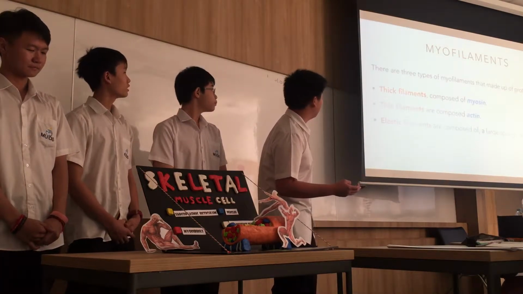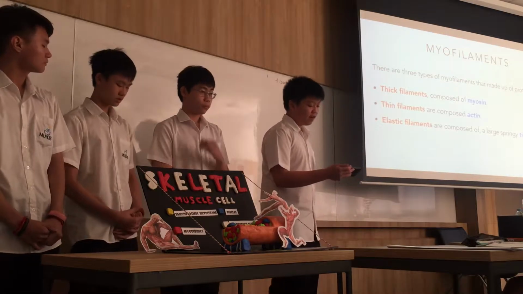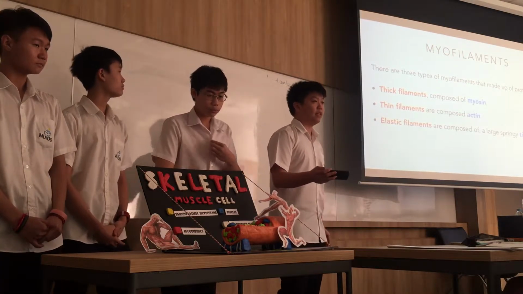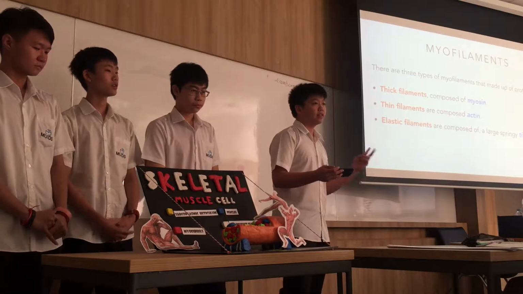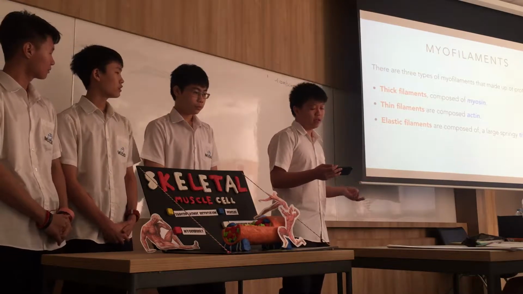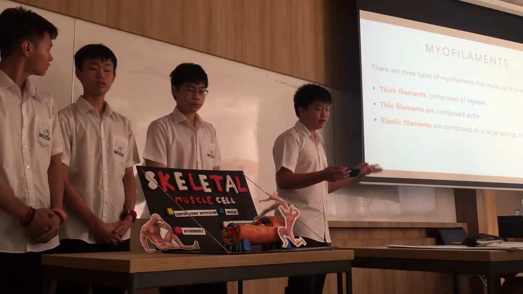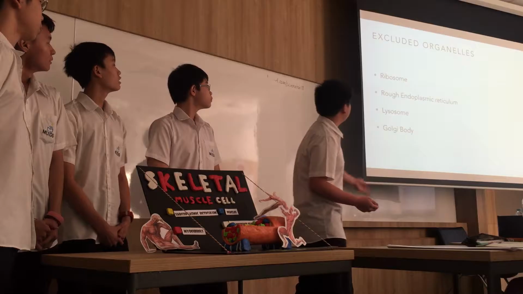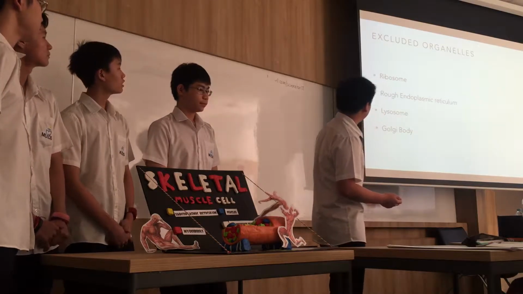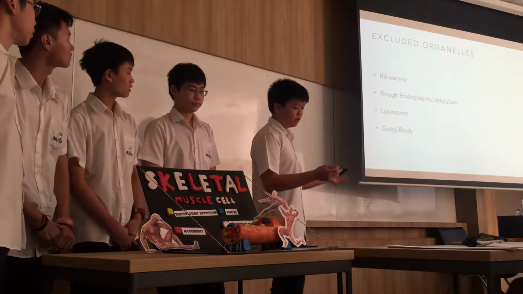So next one is myofilaments. There are three different kinds of myofilaments made up from proteins. First, myosin forms thick filaments, actin forms thin filaments, and titin forms elastic filaments. So this is the name of its proteins, lysosome, ribosome, and ER.